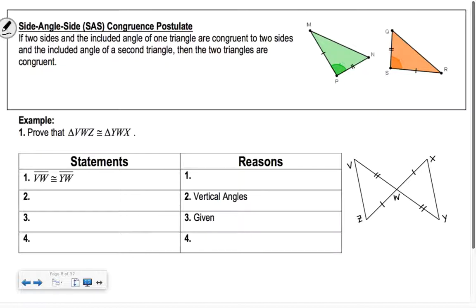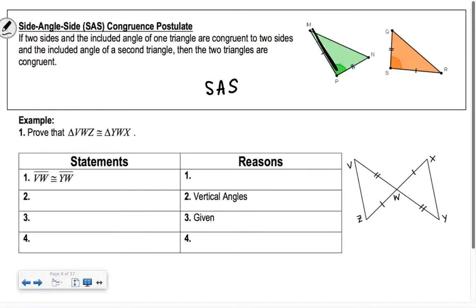The one that spells out the bad word, which I'm going to write in backwards, SSA, side, side, and then angle, it doesn't work. It doesn't just work because it's a bad word. If I spell it, ASS, it doesn't work because it doesn't work in geometry. So we'll talk about why that one doesn't work. But in this case, if we have a side, then the angle between, and then another side, it does work.